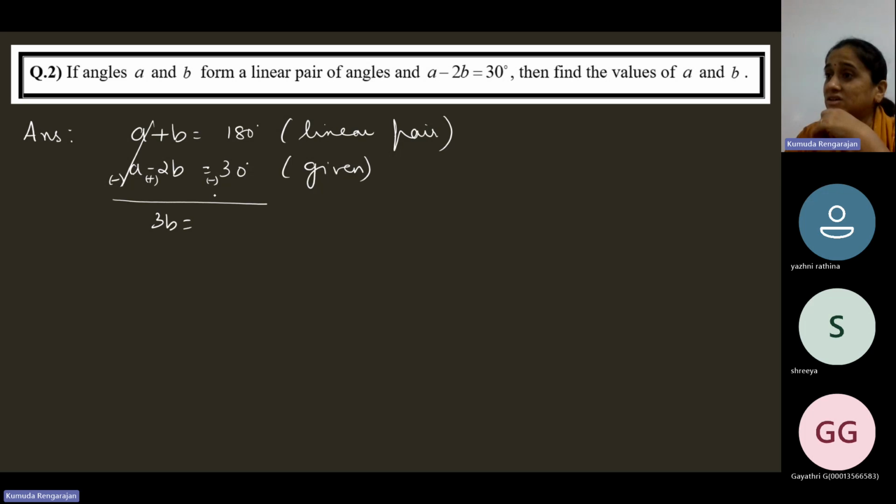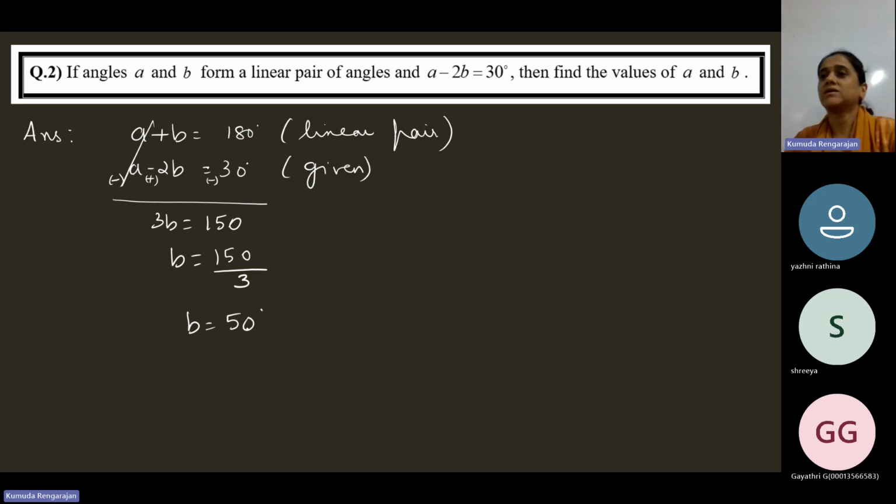180 minus 30 is 150. You said 70, huh? 150 by 3. So B is equal to 50. Correct? Now how do you find A?